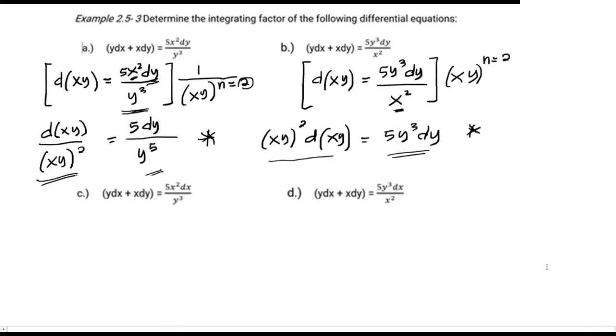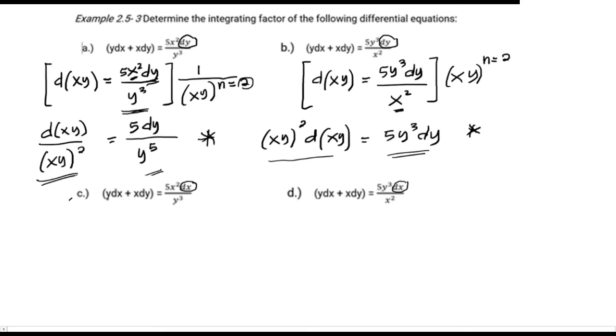In our examples A and B, how about when this dy is changed to dx? And that is now our examples C and D. The difference between A and C is only this letter. So from dy, that is changed to dx. And also between B and D, from dy, that is changed to dx. Nevertheless, the process is just the same.